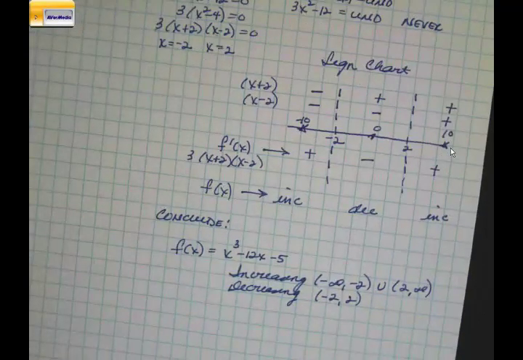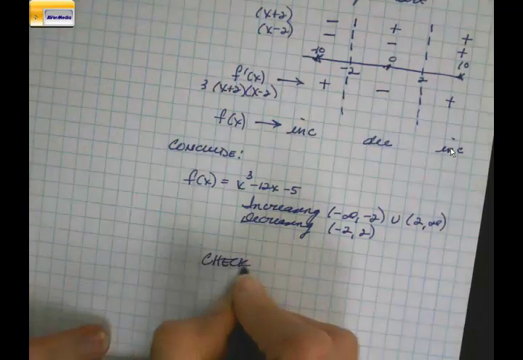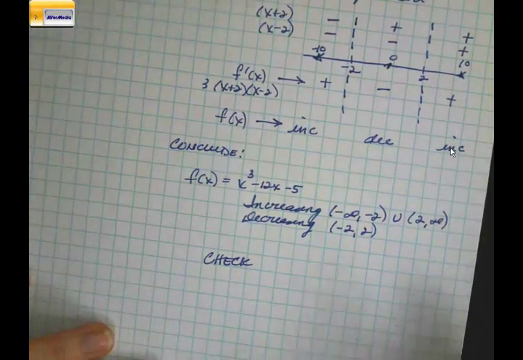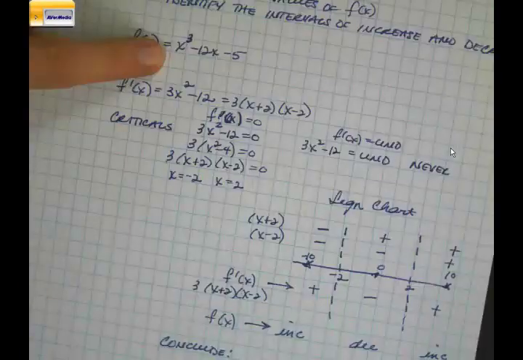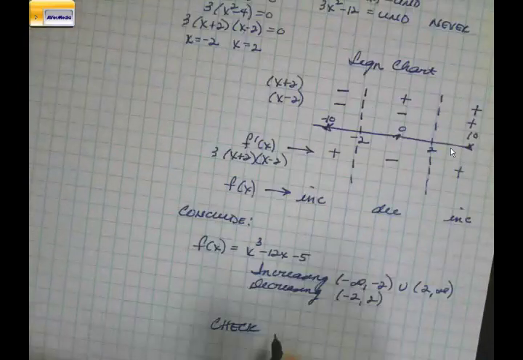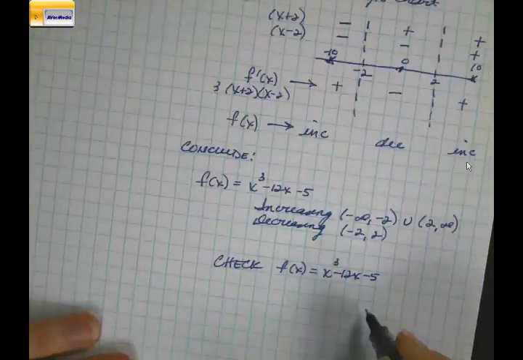We've answered the question. Now, it would be wise to check this, right? That might be a good idea. How would you check it? How about I graph it? Let's graph this cubic function and see if this really works. So I'm going to graph f of x equaling x cubed minus 12x minus 5.